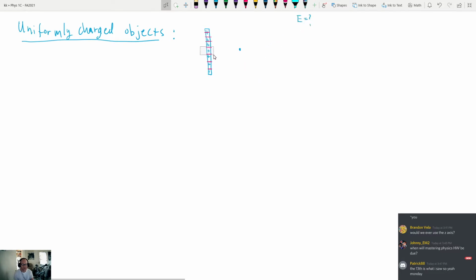I take the piece right in the middle, okay? I come to this point, it's going to go to the right, exactly. I'm going to draw these freehand just because. Okay. It's going to go that way, right? What if I look at the point that's directly above it? So I look at this point right here. What direction is the electric field for that one going to go?